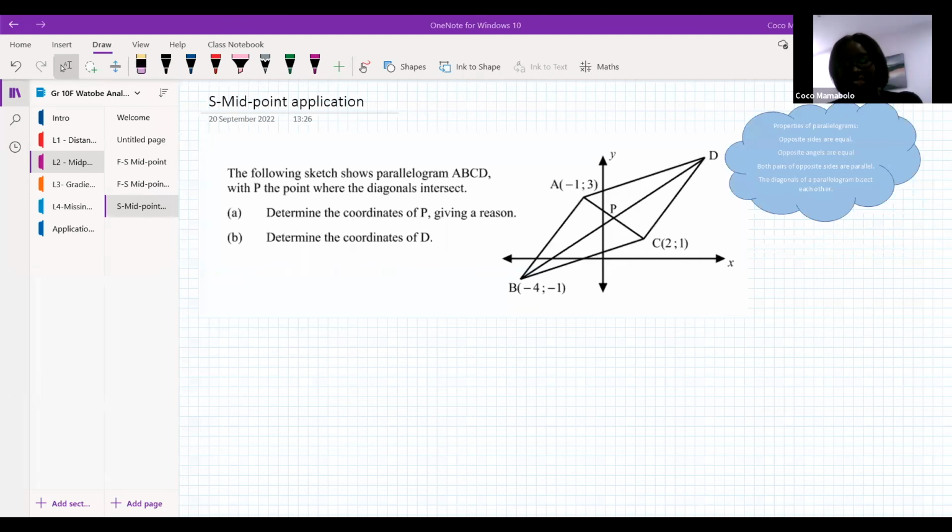Okay, so the question says, the following sketch shows parallelogram ABCD. I'll tell you now, grade 10s, they will always ask you something about certain shapes, and what you need to know is the properties of these shapes. So you need to be able to know the properties of a parallelogram. Guys, what do we know about parallelograms? Let me know.